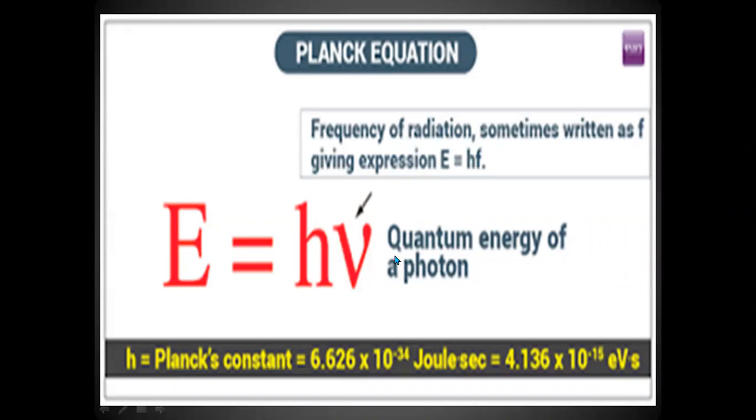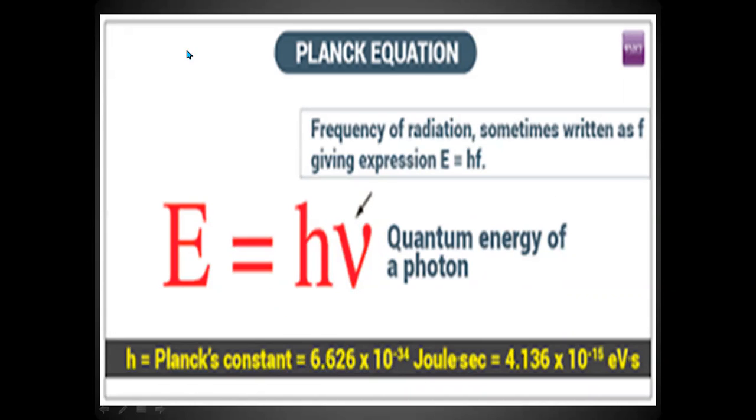This E is equal to h nu, or delta E is equal to h nu, is called the Planck equation. And this quanta or photon gives you the quantity of energy which is absorbed or released or emitted. This is called quantum energy or a photon. Here h is called Planck's constant and its value is 6.26 into 10 to the power minus 13 joules second.